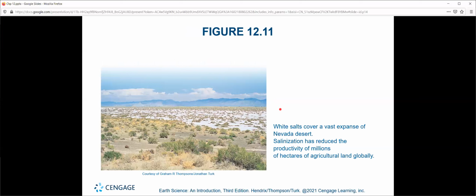Here's an example of white salts that cover vast expanses of the Nevada desert. The salinization has reduced the productivity of millions of hectares of agricultural land globally, due again to the way you treat the water, the withdrawal, the consumption, the return of the water to these various localities.